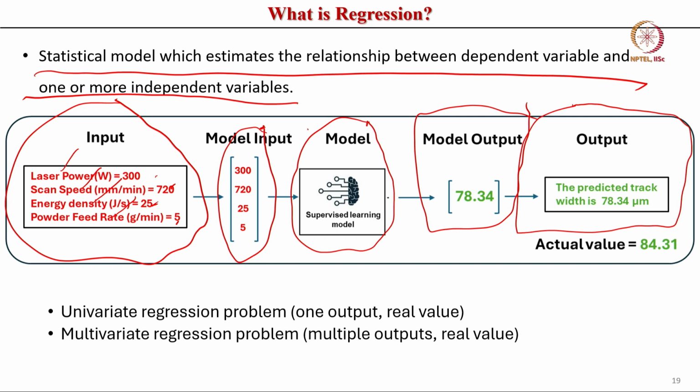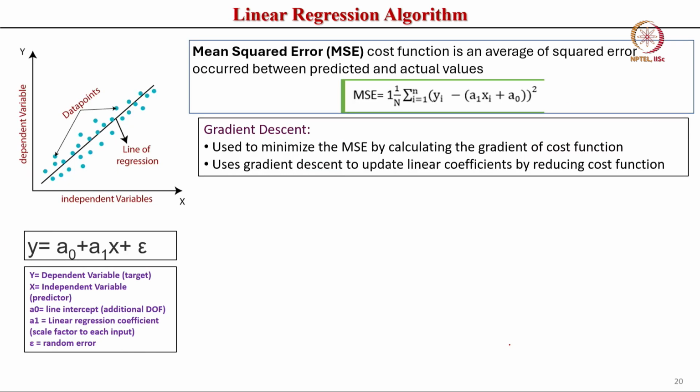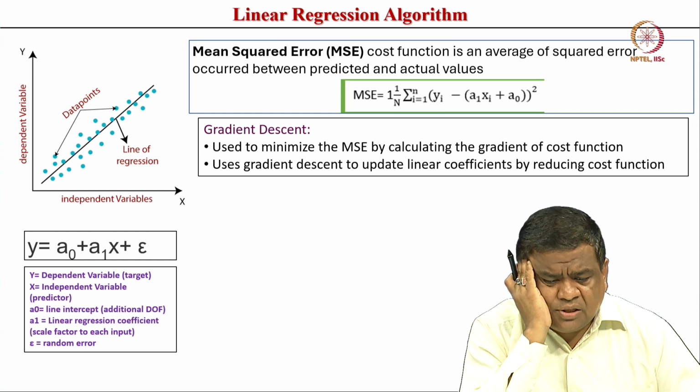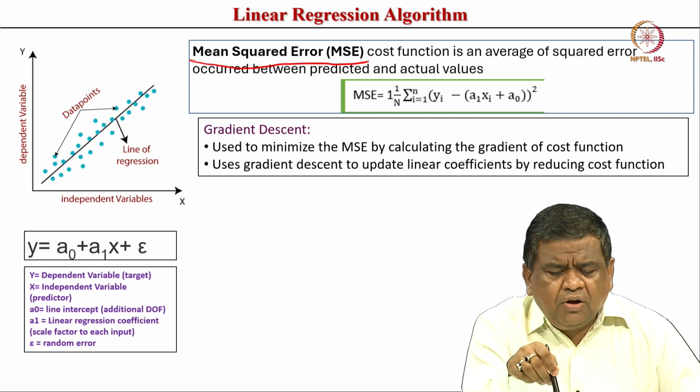These are random values just for illustrative purposes. For example, the experimentally measured value is 84.31 and your predicted width is 78.34. So, it is almost 10 micron off from the actual value, right. Essentially, these regression models can be classified into univariate regression and multivariate regression problems, like one real-valued output, or multiple real-valued outputs. One of the common models that researchers have used many times is the linear regression model, and there they use the mean squared error as a cost function.